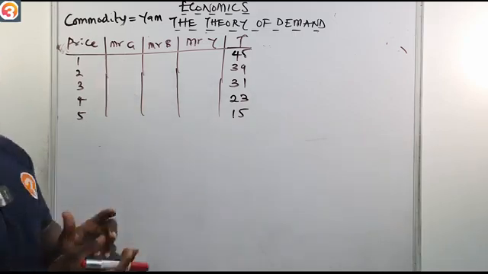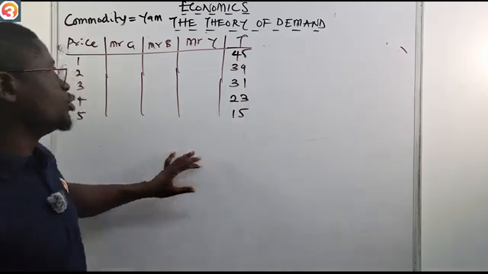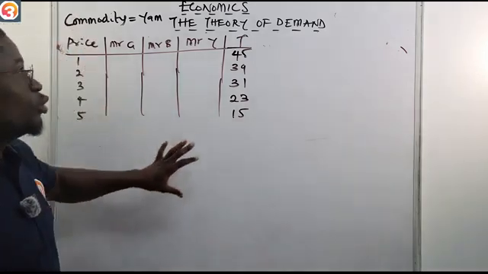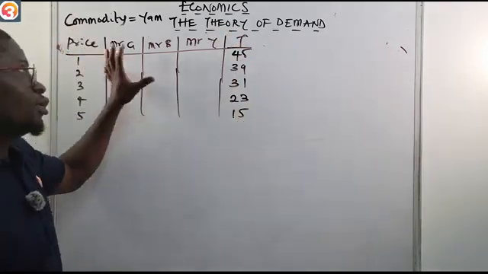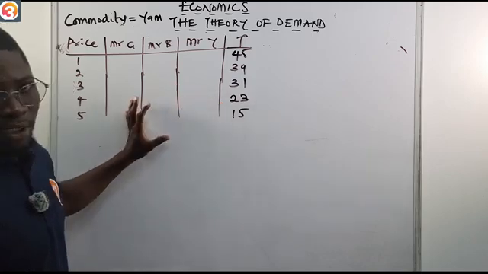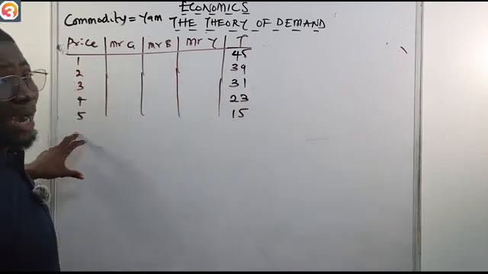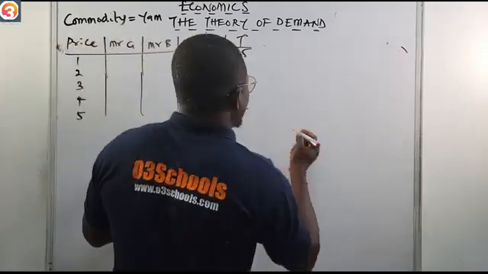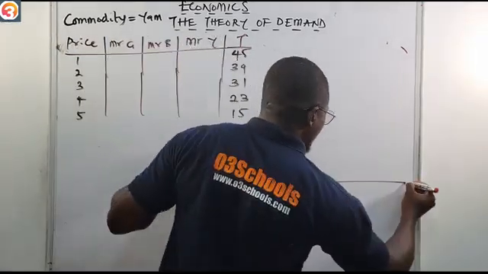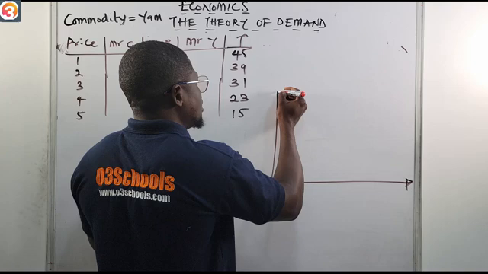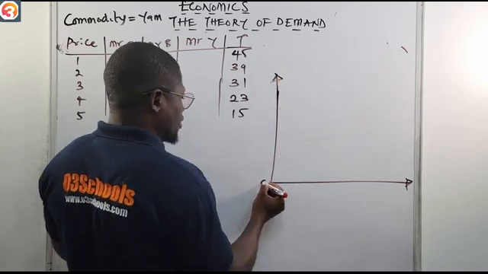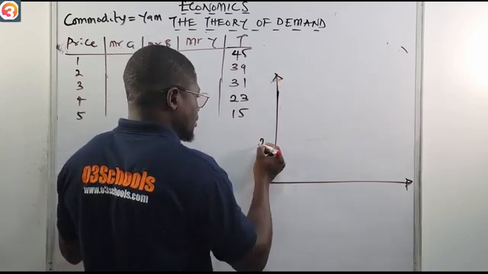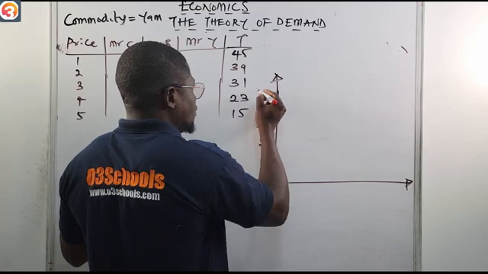For the market demand curve, what we do is plot the price against the total quantities demanded by all of these consumers. So I'm going to have something like this. This is your x-axis, and this is your y-axis. Then 0, when price was 1, price was 2, price was 3, 4, and price was 5.